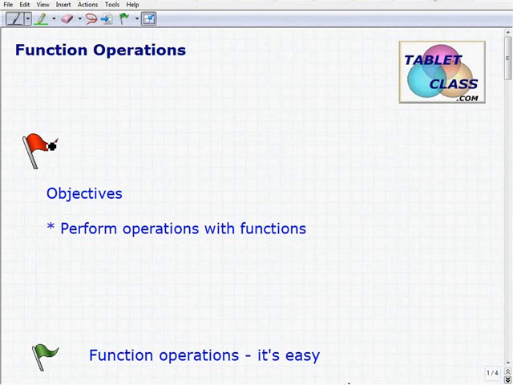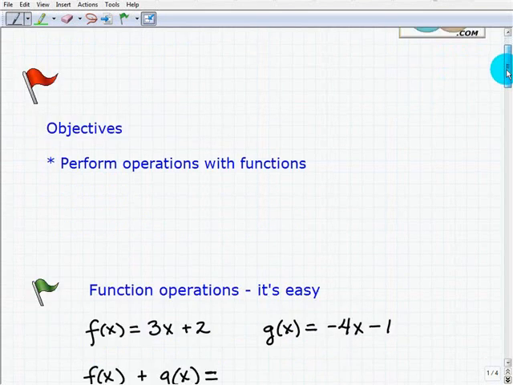This will be a lesson on this topic. And this isn't too difficult if you understand how to deal with polynomial operations. So it's going to be very similar to that. Let's go into our objectives. Basically, we have one. We want to be able to perform operations with functions. And let's take a look at what that means.